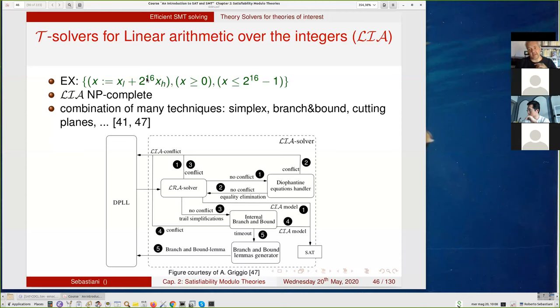One typical thing you do is branch and bound. Once you have a candidate, a model on the rationals, which of course is typically not integer, say the value is 3.4, you impose the constraint that x should be smaller than or equal to 3, or x should be greater than or equal to 4. So you branch: try a value which is smaller or equal to 3, or a value which is greater or equal to 4. And you go ahead doing the search this way.